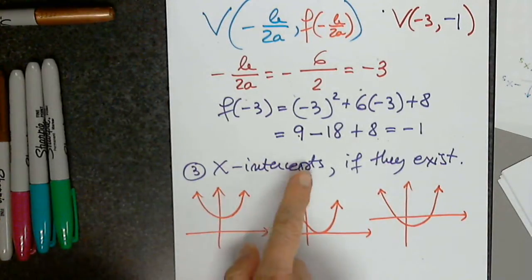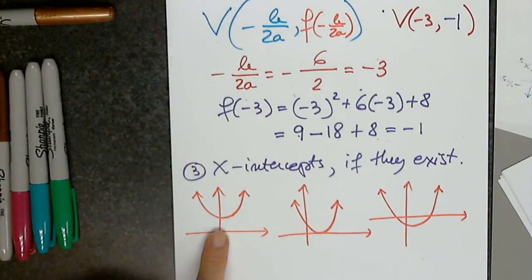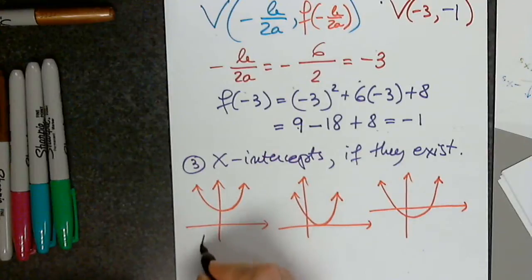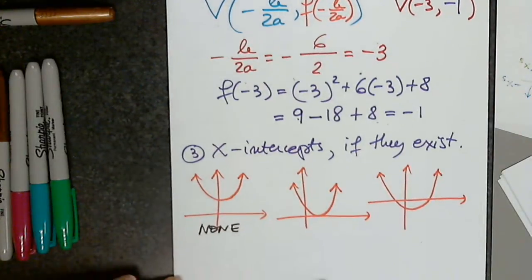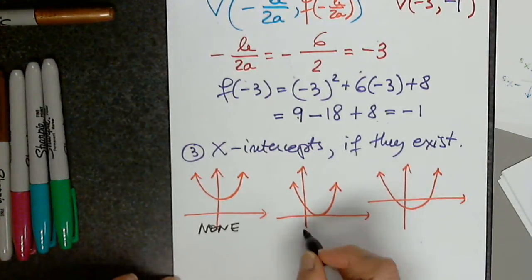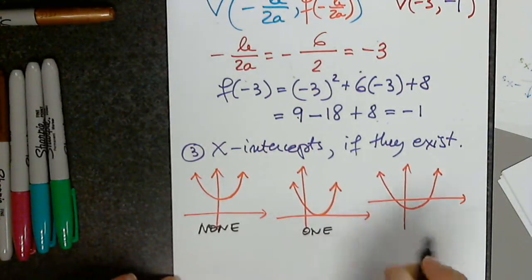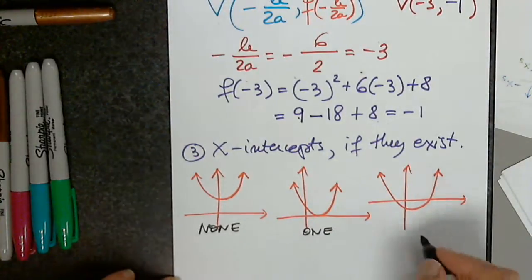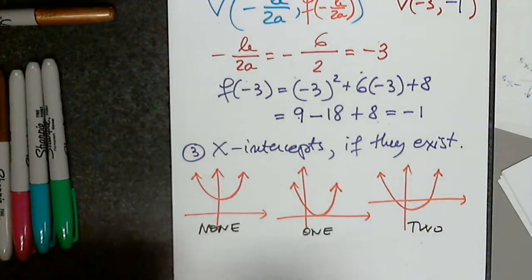How many x-intercepts does this function have? None. This one. Right, none. How many does this one have? 1, but as we know, it's a double solution. But I'll say 1. How many does this one have? 2. Does this ring a bell?